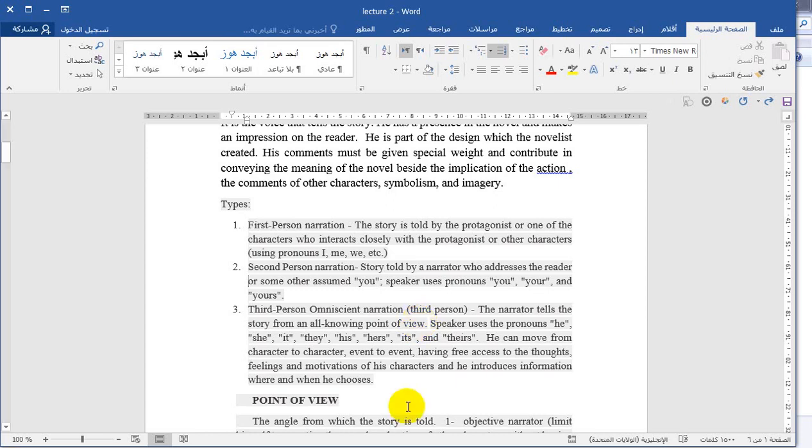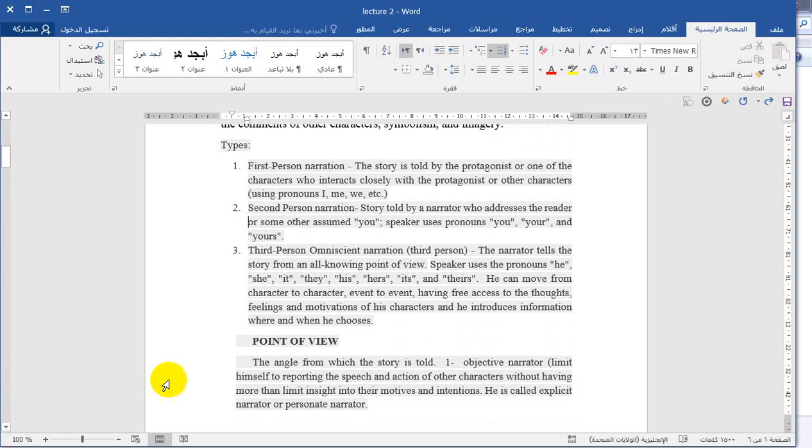Point of view, another element, is the point of view. Here the point of view is closely connected with the narration. I mean, it is closely connected with the narrator himself. Point of view is the perspective from which the story is narrated. It is the angle from which the story is told.